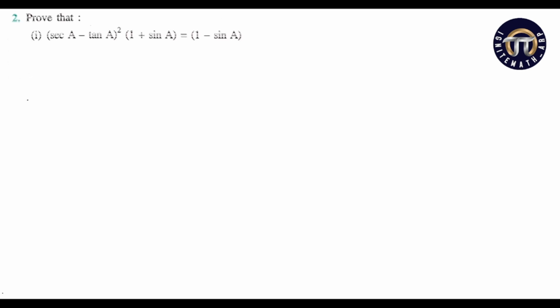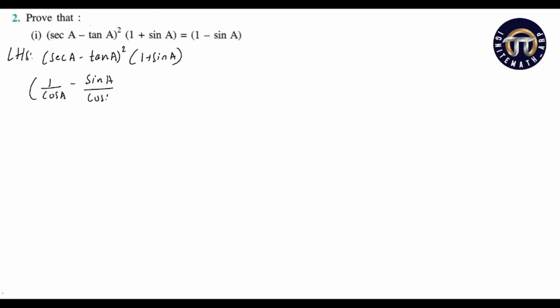Clear, children? So now let's move to the next question, that is, (secant a minus tan a) the whole square into (1 plus sin a) is equal to 1 minus sin a, you are supposed to prove. So now I will consider the left hand side, that is, (secant a minus tan a) the whole square, and 1 plus sin a I will take as it is. So now here secant a is nothing but 1 by cos a, minus sin a by cos a, the whole square, and 1 plus sin a I'm keeping as it is.